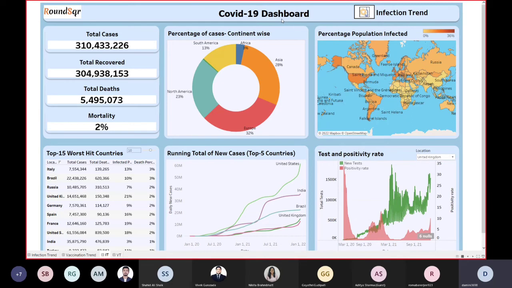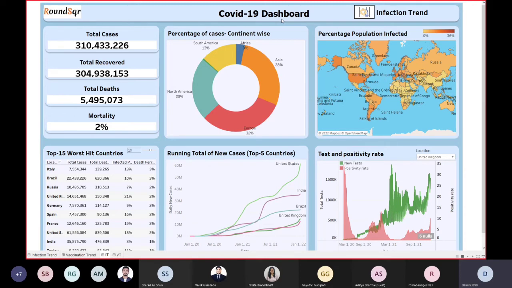On top left, we have the aggregate number that sums up the COVID cases, the total deaths and the mortality rate. So we see till 10th January 2022, around 31 crore cases were registered. Out of these, 54 lakh people died. So the mortality was around 2%.